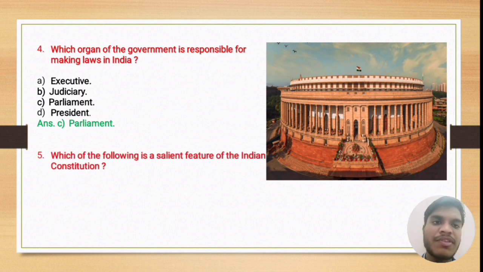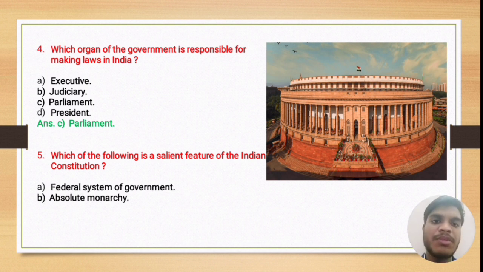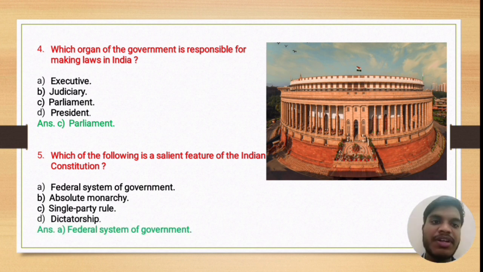Next, which of the following is the salient features of Indian Constitution? Option A, federal system of government. Option B, absolute monarchy. Option C, single party rule. Option D, dictatorship. And the answer is option A, federal system of government.